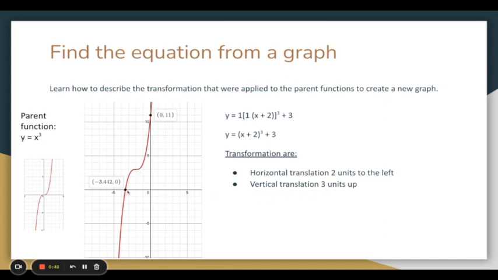As you can see, it is 2 units to the left, 1, 2 right here, and 3 units up, which is 1, 2, 3 right here. So as you can see, this graph is correct, and the answer is correct.